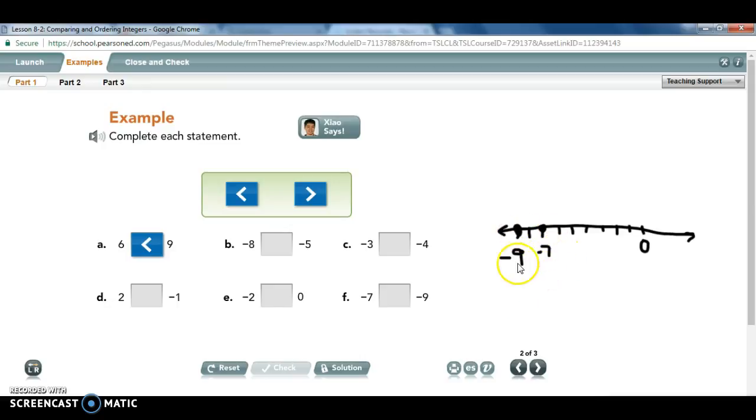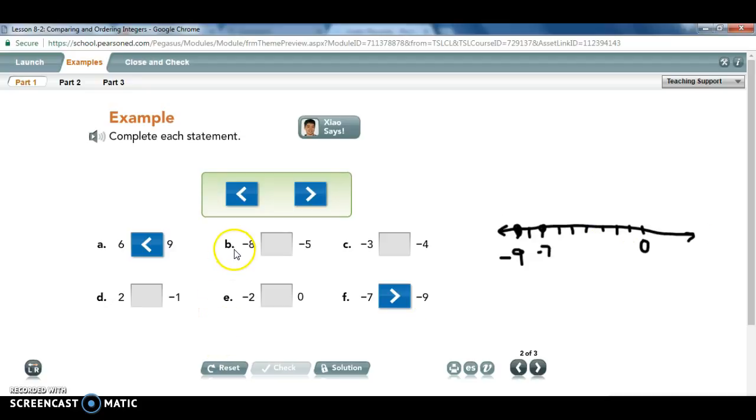-7 is to the right of -9, which means -7 is greater than -9. So even though the value of 7 is smaller than the value of 9, when we're dealing with negative numbers, it's kind of switched around to what we're used to thinking. So -7 is greater than -9. Always look back to this number line for reassurance.